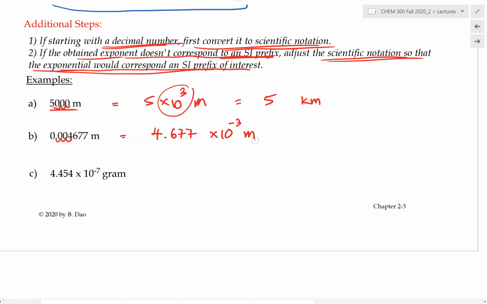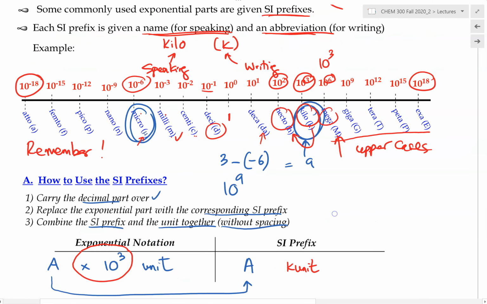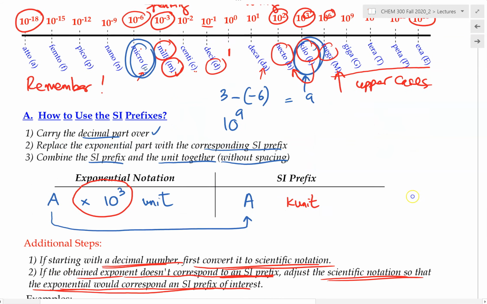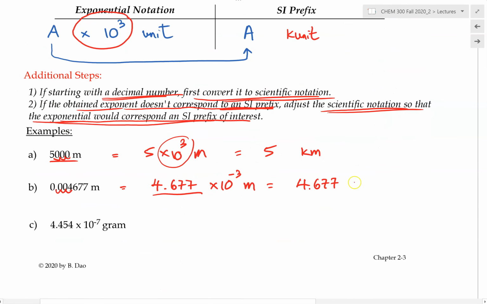followed by the unit meter. And now when we convert this into an SI prefix, again we carry this value over, the entire value, equal to 4.677. And now 10 to the -3 corresponds to the prefix milli, right? So if we go back here, -3 corresponds to milli, and the abbreviation of milli is the lowercase m. So now we change that into the lowercase m, followed by the unit meter, which is another m. We combine them together and say mm. So in this case, it equals 4.677 millimeter.